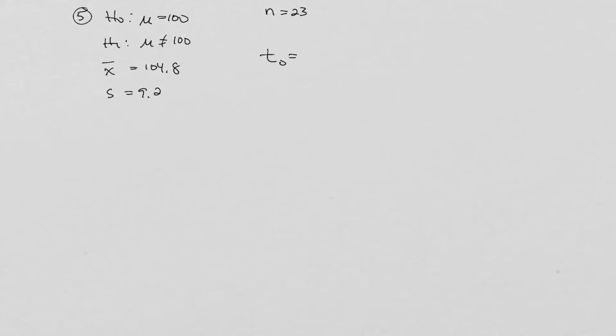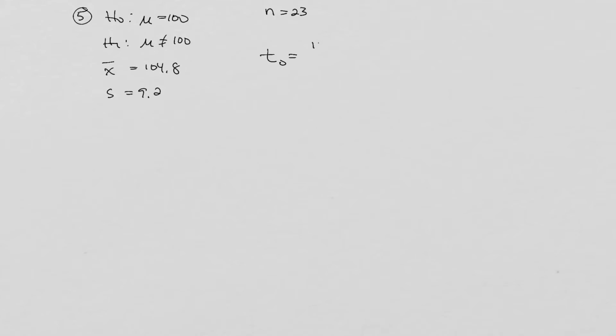So for number 5, we've got this hypothesis test. Mu is 100 versus a two-tailed test that mu is not 100. Right? We're taking a simple random sample of size 23. Again, the population is, we're told, normal, which is good, because if it's not normal, we can't do any of this stuff unless we have samples of size 30 or more. We're told that X bar is 104.8. The standard deviation is 9.2. So the first thing we're asked to calculate is our test statistic t naught.